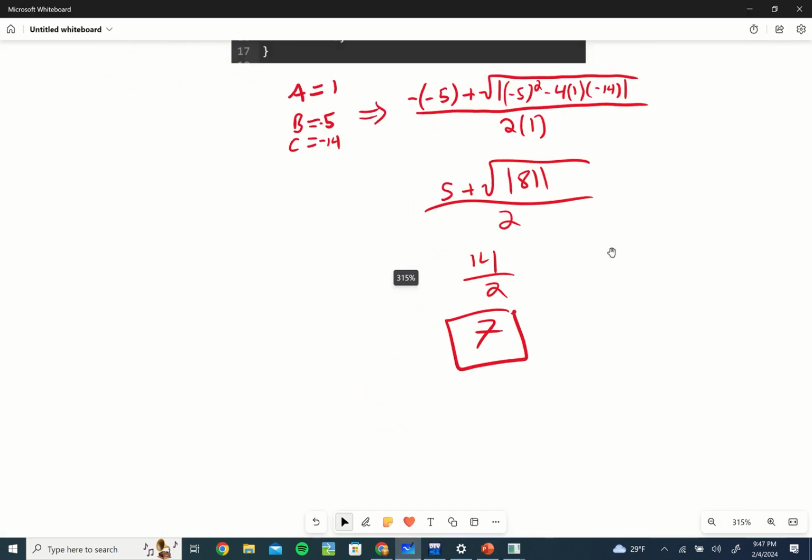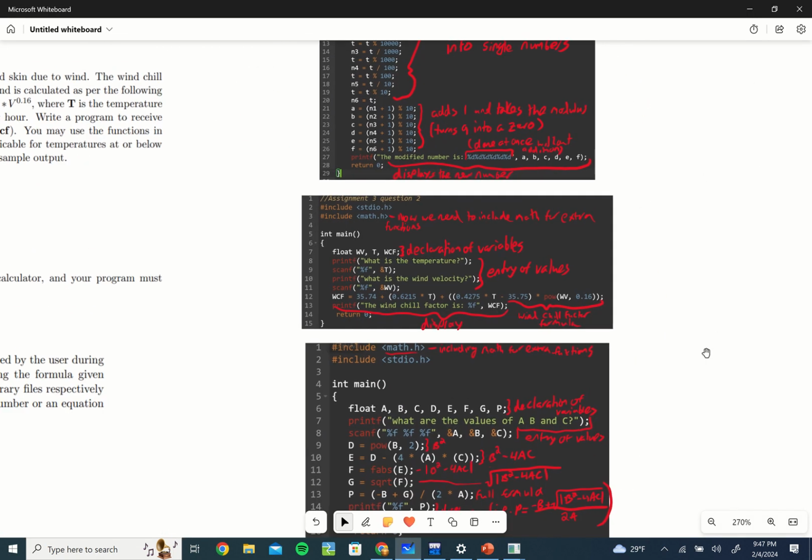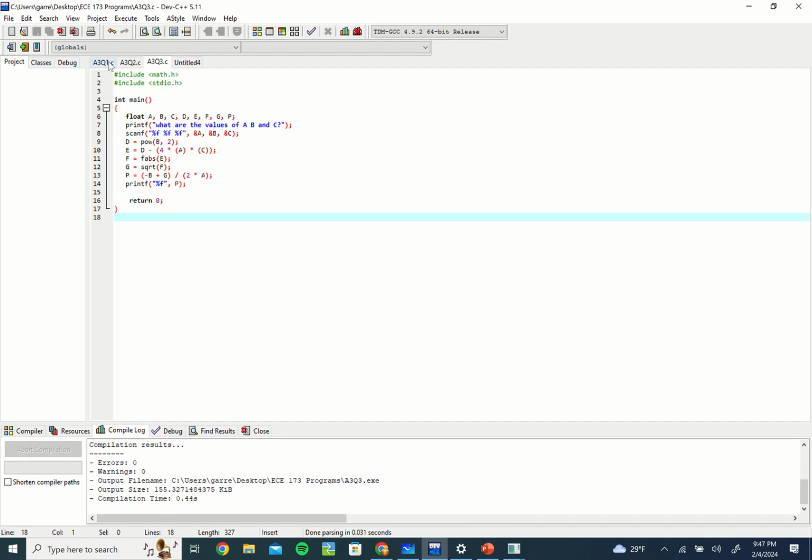So, that is everything. The 3 codes, and here in Dev C++.